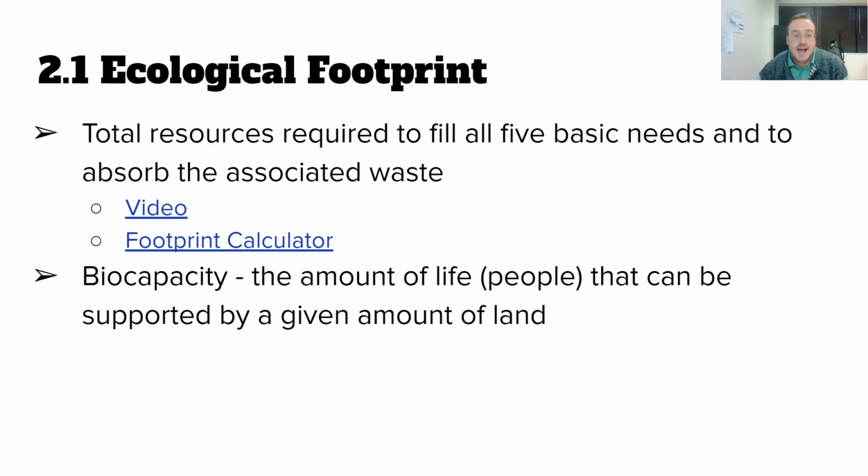Another thing we look at with regard to ecological footprint is biocapacity. Biocapacity is how many people can be supported by a certain amount of land. So it's kind of the reverse of ecological footprint. Ecological footprint, we're looking at the amount of land needed for one person or a civilization. This is the opposite. This is how many people could be supported by a given amount of land. And you can kind of compare these two.